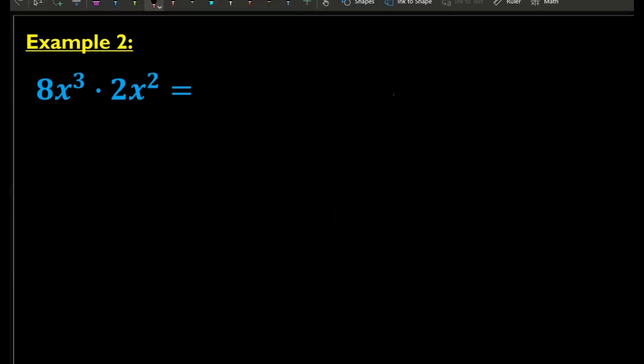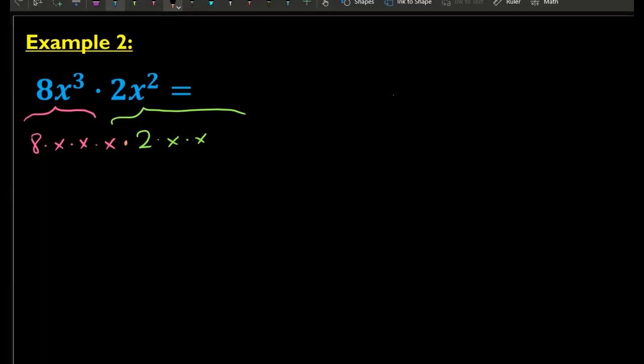So 8 times x to the 3rd power, I can write as 8 times x times x times x. 2 to the 2nd power can be rewritten as 2 times x, x squared. So you have 2 x's. And don't forget the multiplication in between the two numbers. Alright, so we're going to go with the familiar thing first. We're going to count the x's.